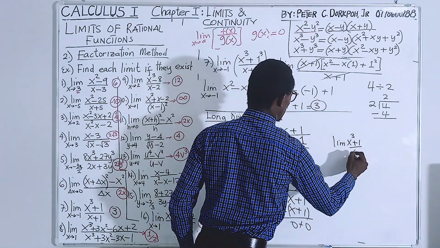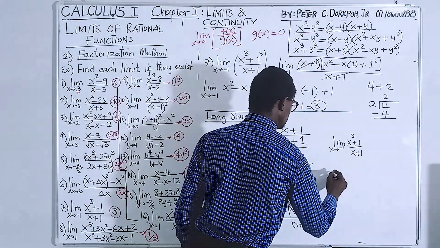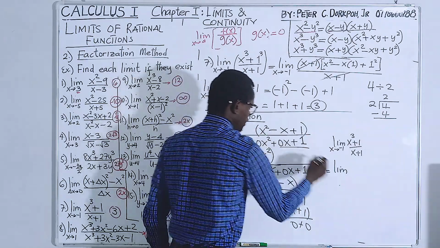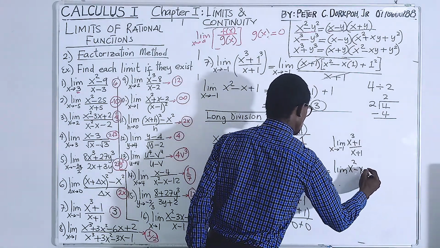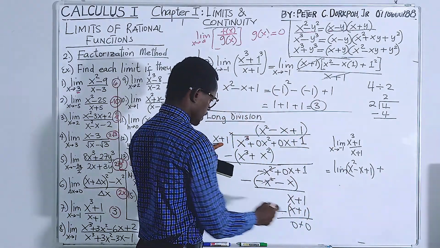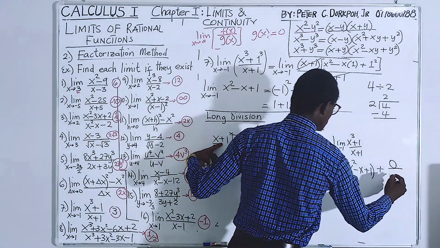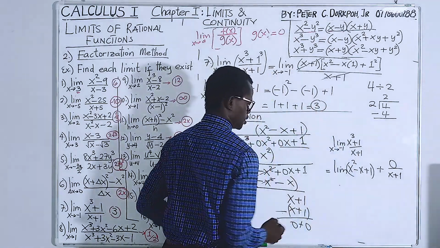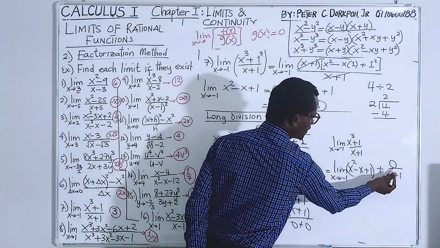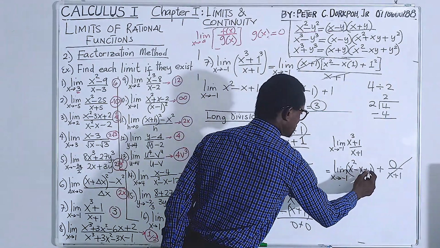when x cubed plus 1 is being divided by x plus 1, as x is approaching minus 1, the result is just equal to the limit of the quotient, which is x squared minus x plus 1, plus now the remainder over the divisor. So the remainder, which is 0, divided by the divisor, which is x plus 1, as x is approaching minus 1. Now because the remainder is 0, this whole term will go out.